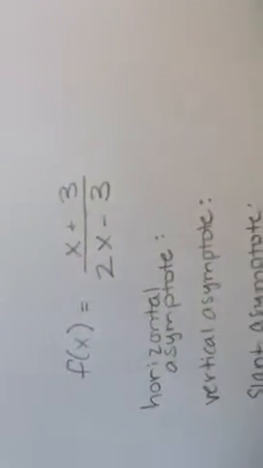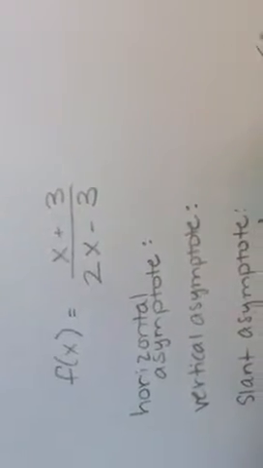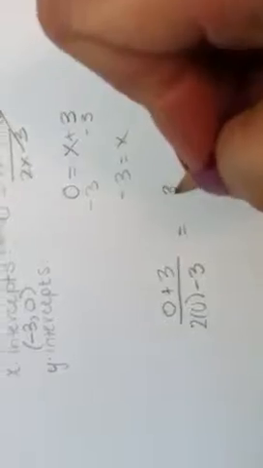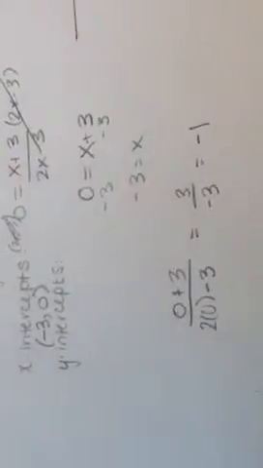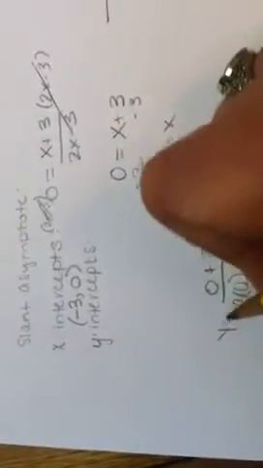My y-intercept, looking back at this, is where x equals 0. So easy enough, I'm just going to take this same equation and set x equal to 0. So I've got 0 plus 3 over 2 times 0 minus 3. That's 3 over negative 3, which is equal to negative 1. So that means that we have a y-intercept at (0, negative 1).